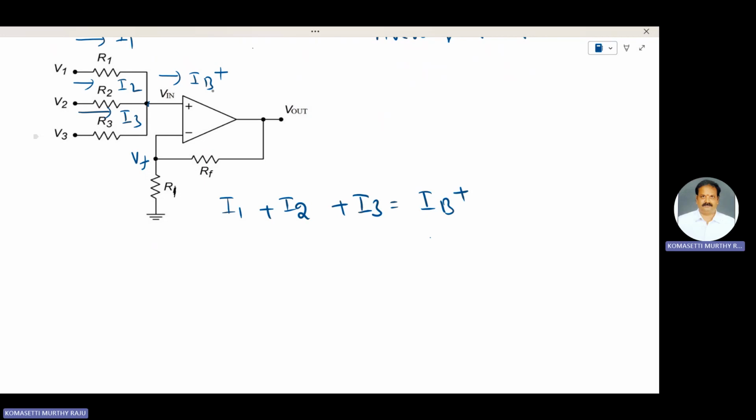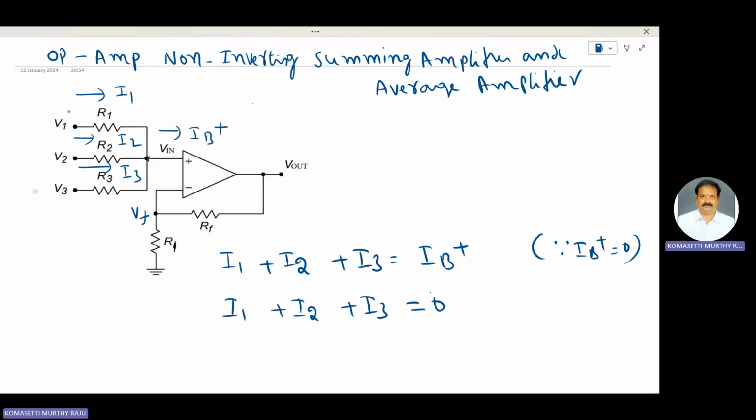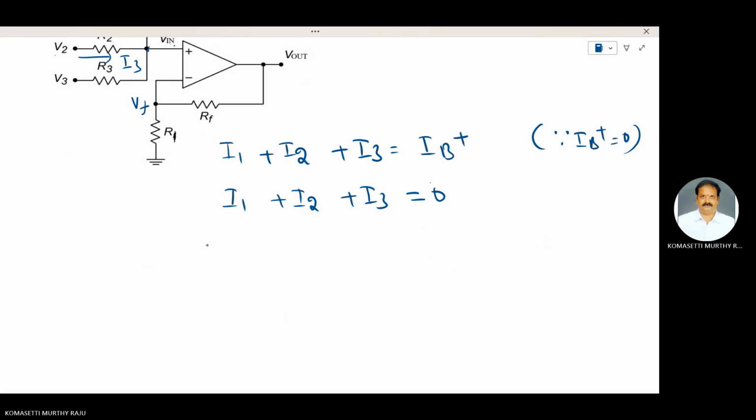In the ideal op amp case, IB plus is equal to 0. Therefore, I1 plus I2 plus I3 is equal to 0. I1 is equal to (V1 minus V in) by R1. I2 is equal to (V2 minus V in) by R2. I3 is equal to (V3 minus V in) by R3.